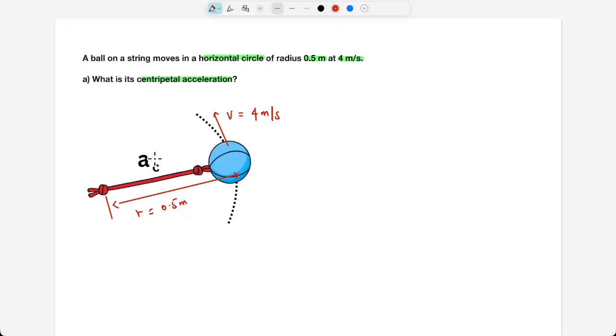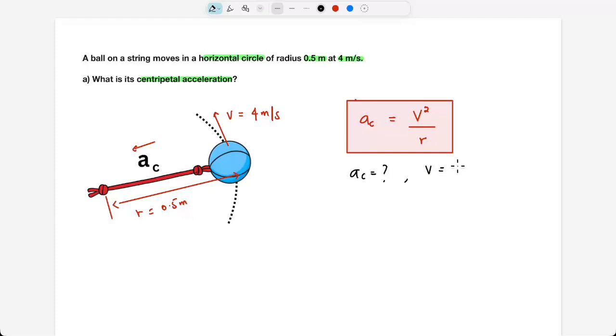And we know the centripetal acceleration always points towards the center of the circle. The formula to find the centripetal acceleration is given by a_c, the centripetal acceleration, equal to the velocity of the object squared divided by the radius of the circle about which the object undergoes that circular motion. Now from the problem, we are given a_c to be found, the velocity of this ball, which is 4 meters per second, and the radius of the circle to be 0.5 meters.